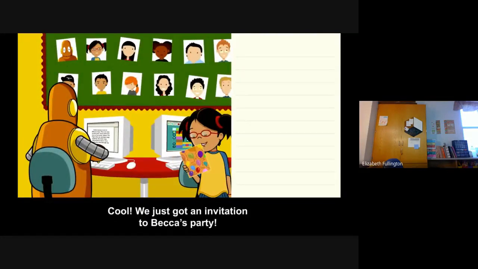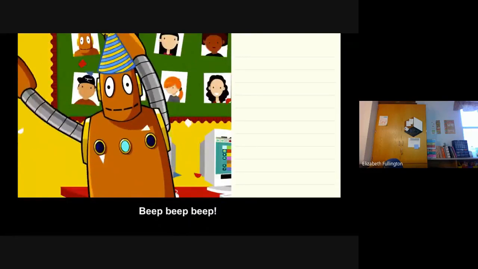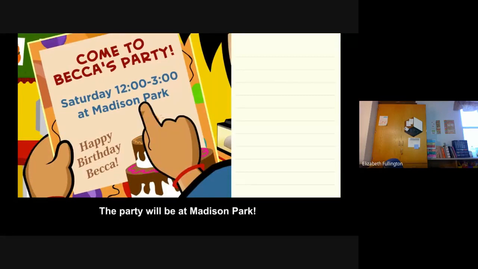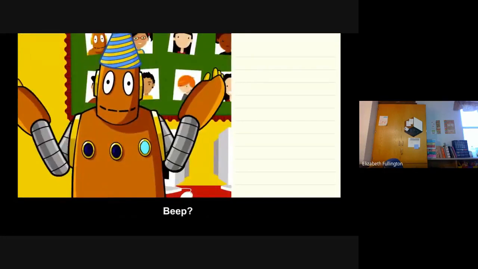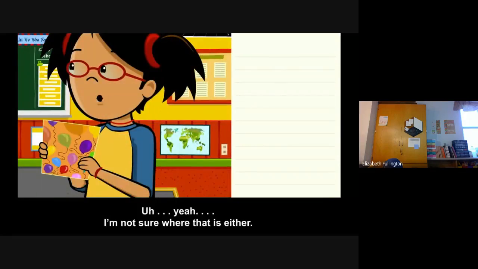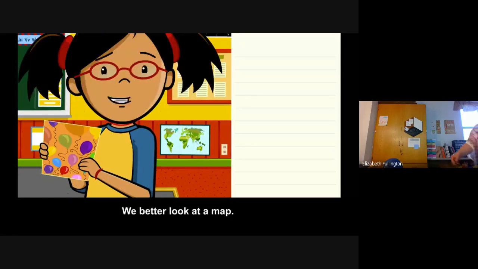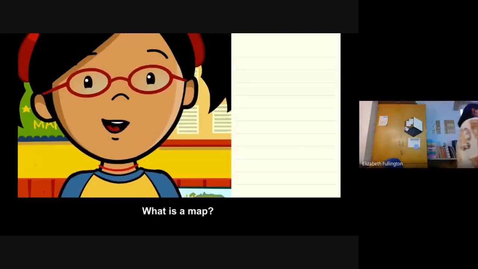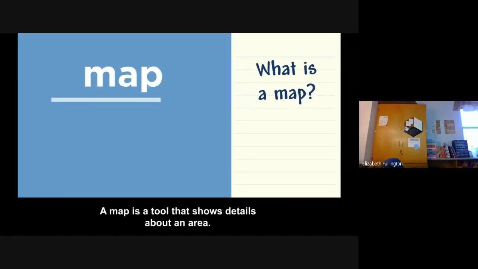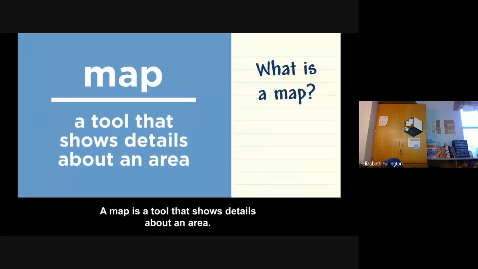Cool. We just got an invitation to Becca's party. The party will be at Madison Park. Yeah, I'm not sure where that is either. We better look at a map. What is a map? A map is a tool that shows details about an area.